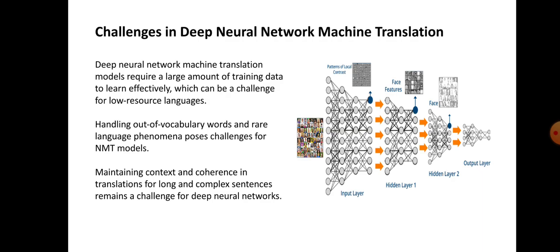So you can see here the input layer, hidden layer 1, hidden layer 2 and output layer. The input layer contains patterns of local contrast. Hidden layer 1 contains features, layer 2 contains faces, and then the output layer.